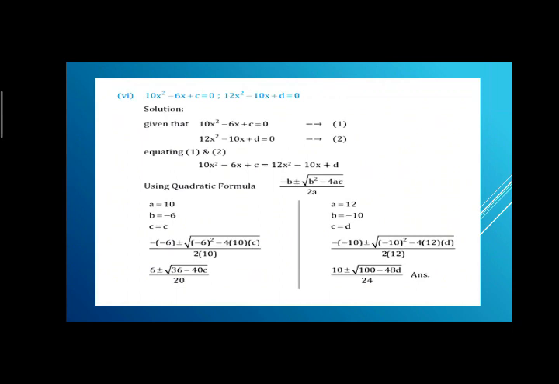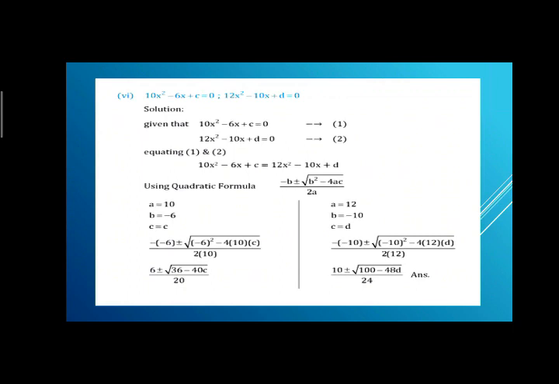So minus into minus 6 becomes plus 6, plus minus under root, the square of 6 is 36, then minus 4 multiplied with 10c becomes 40c, divided by 20. Here you see that there is no variable related to x, so it means in the left hand side you just eliminate the variable x by using the formula.